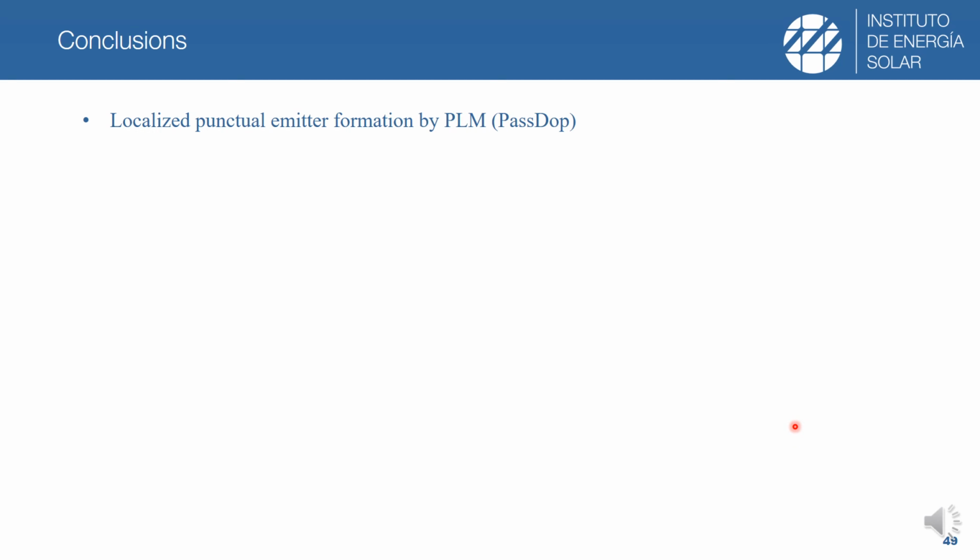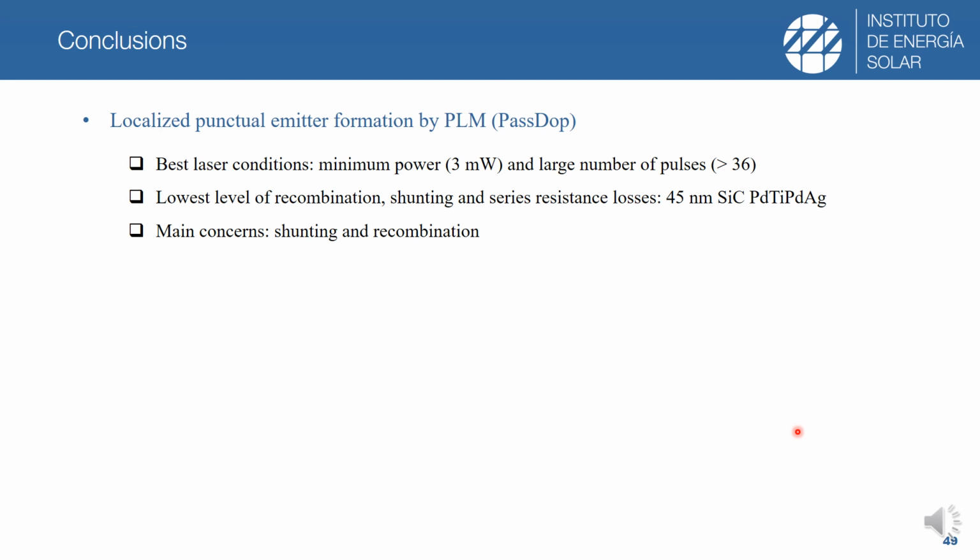In terms of localized punctual emitter formation, the best laser conditions were the minimum laser power and the largest number of pulses. The lowest level of recombination, shunting and series resistance losses between the different sets of experiments performed were for the thinnest amorphous silicon carbide layer and the metallization with palladium, titanium, palladium, silver, the main concern in all of our diodes being shunting and recombination.